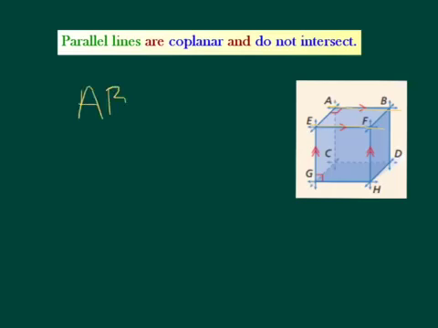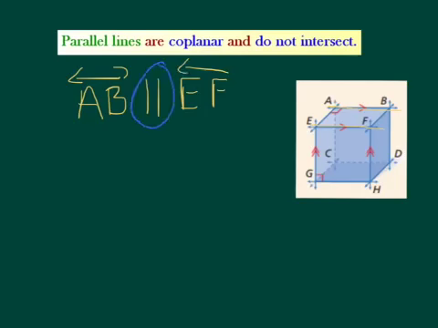Line AB is parallel to line EF. And I'm using this symbol right here to show that those two lines are parallel. Make sure I have my lines right there. So on the figure, let's look at how we show that lines are parallel. We have these arrows right here, and those arrows tell us that those lines are parallel to each other.